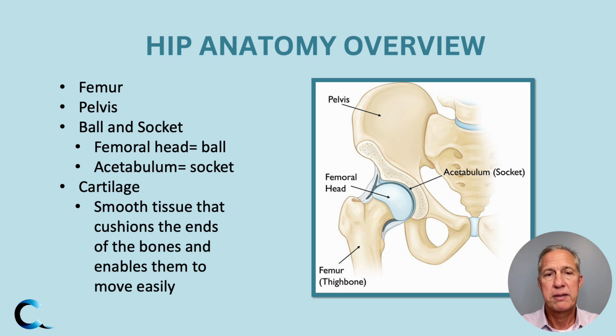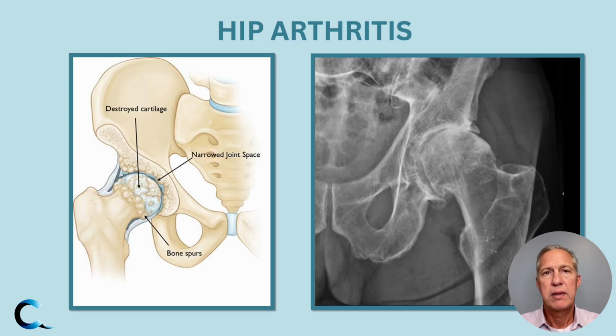Moving on, the hip joint is a ball and socket joint. The ball is part of the femur and the socket is part of the pelvis. Cartilage is also in the hip and functions as a smooth surface to cushion the hip and allow smooth range of motion. In an arthritic hip, the cartilage is damaged and worn. As you see in the x-ray, there's no space between the ball and socket, indicating complete loss of the cartilage that typically cushions the joint.